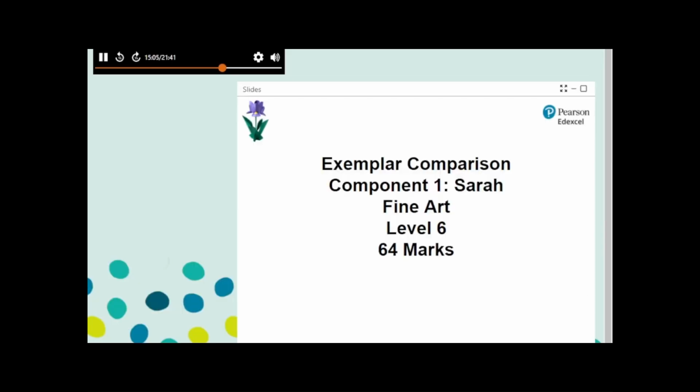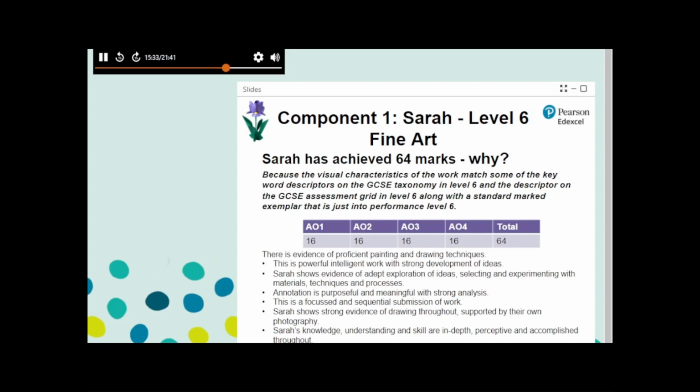A new candidate exemplar, Sarah. You will be able to compare the visual characteristics of the exemplar with Sarah's fine art submission on 64 marks. Please note, the reason why we've chosen a high-performing candidate is because it's much easier to see the similarities in the visual characteristics at the higher level. Component 1, Sarah. Level 6, Fine Art, 64 marks.